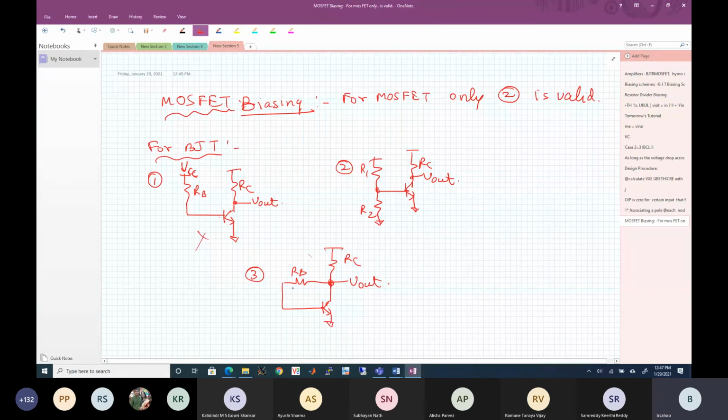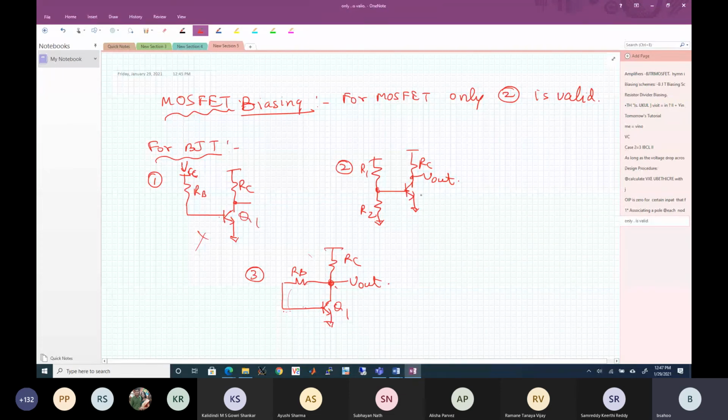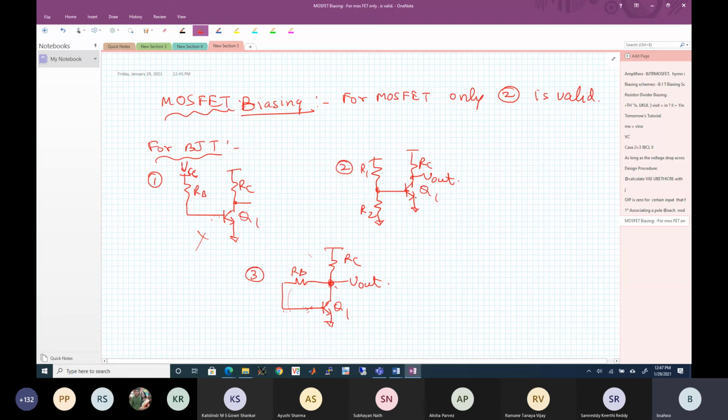Since the gate current is 0, this and these two are the same DC voltage in case of a MOSFET. If Q1 is replaced by a MOSFET, M1, then the DC bias is the same. Here this voltage will become equal to VCC if Q1 is replaced by a MOSFET. So the only biasing scheme that is valid for a MOSFET is this biasing scheme. Of course, valid in discrete components.